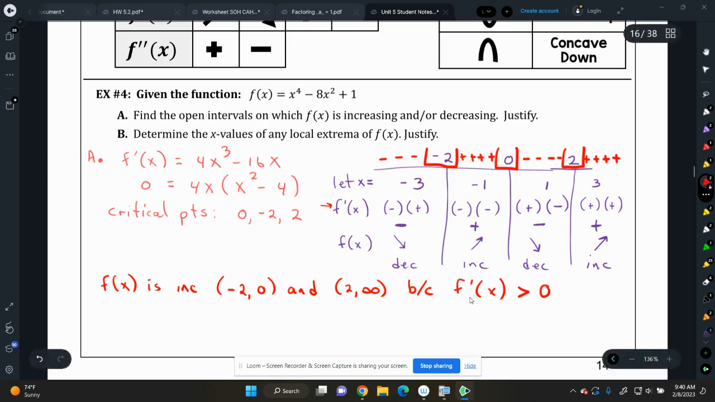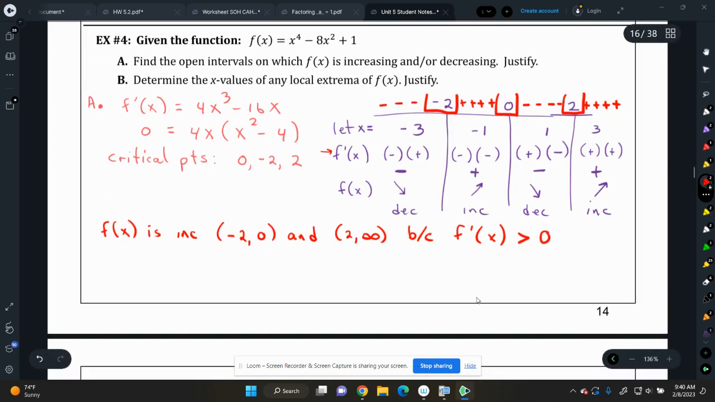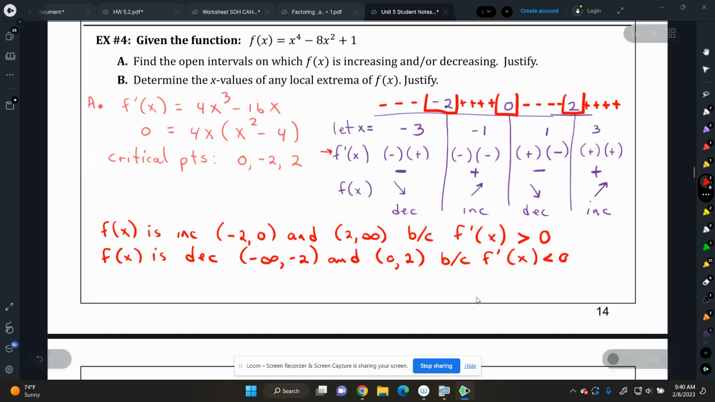And then we're going to do, let's see, f of x is decreasing from negative infinity to negative 2. See, I'm taking my time. I've done all the work. I don't want to make any silly mistakes. And 0 to 2, because f prime of x is less than 0. We have sufficiently answered part A.